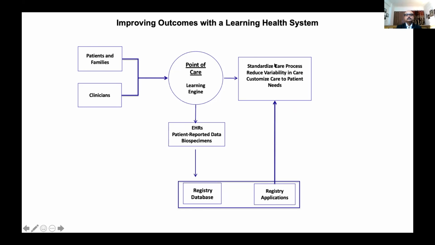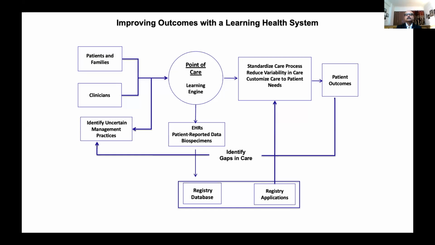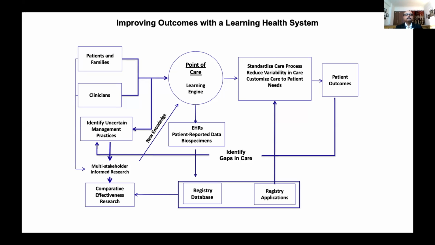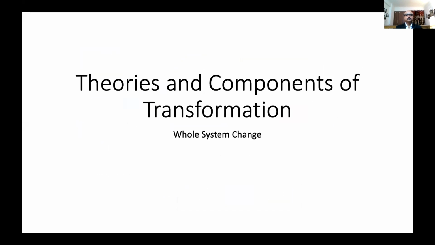And we begin to standardize care, which is QI, reduce the variability in care, and then begin to customize for the individual patient needs. And so when we do that, we can begin to improve patient outcomes in a pretty significant way because we are in fact identifying the gaps in care. And as we do that, we can link it to research and understanding. We can generate new knowledge. So that is a learning health system. And now we have to think about how we apply this concept of a learning health system that has improvement and research integrated into it, into the work.